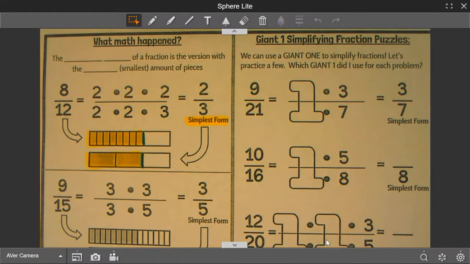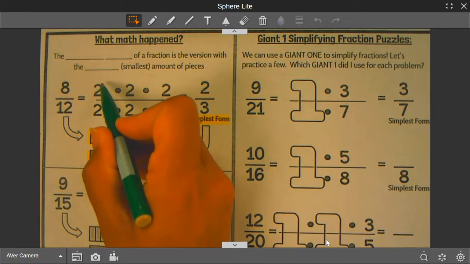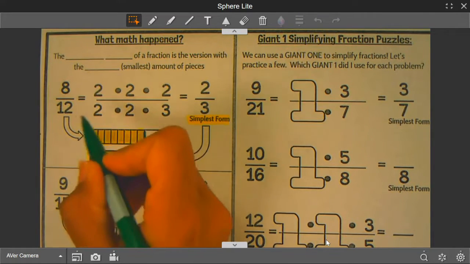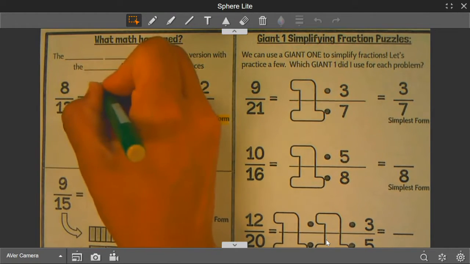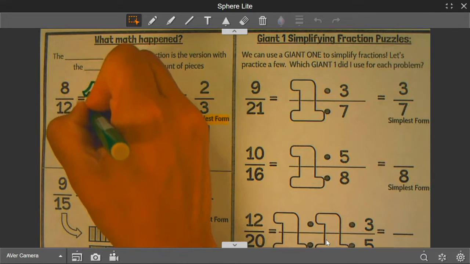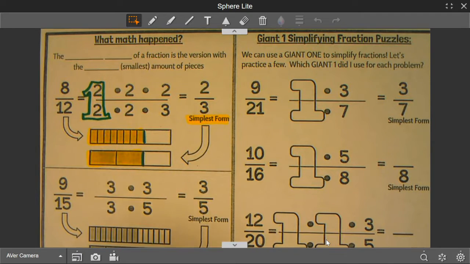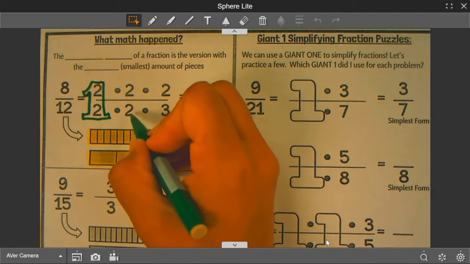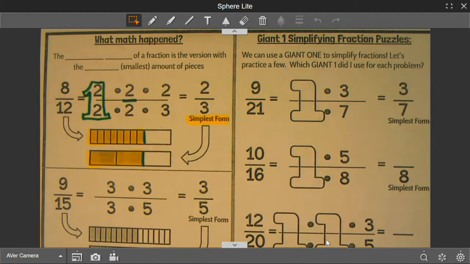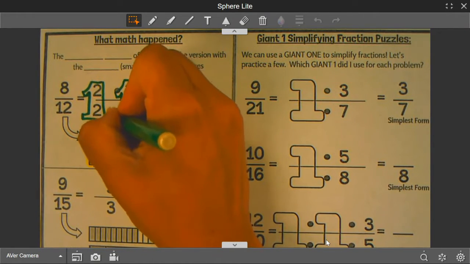Looking at what we did yesterday, when I have the same numerator and the same denominator, that creates what again? That creates a giant 1. Very good. So I notice I have a nice big giant 1 here. And oh, look, we notice another giant 1 because I have the same numerator and the same denominator. 2 divided by 2 makes a 1. So let's go ahead and create a nice big giant 1.